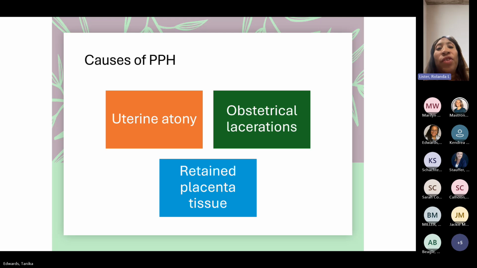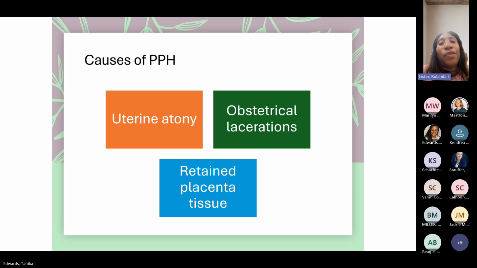The management is, first of all, identifying the cause. Most common cause is uterine atony. That accounts for over 70% of hemorrhage, postpartum hemorrhage. And when I was going through my training, they were like, what's the first, second, and third? And it was like uterine atony, uterine atony, uterine atony. Like that's what you should be thinking pretty much, mostly.